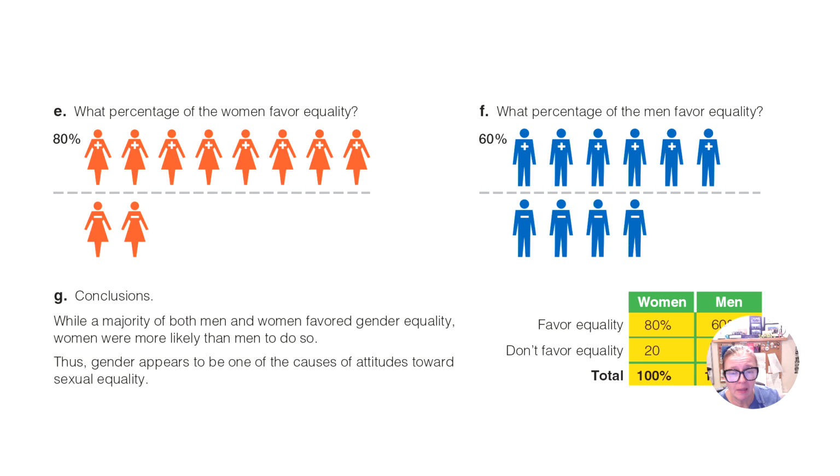You can also represent this data in this other cute, adorable way, right? What percentage of women favor equality? 80%. What percentage of men? 60%, right? So also a contingency table. You might not be able to see it that well because this little thing with my face in it might be blocking it.